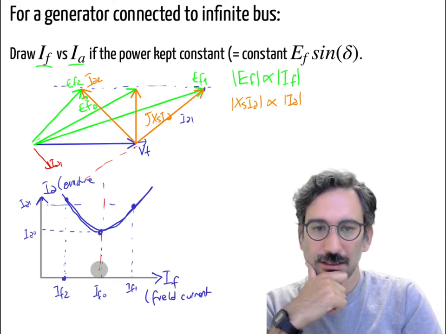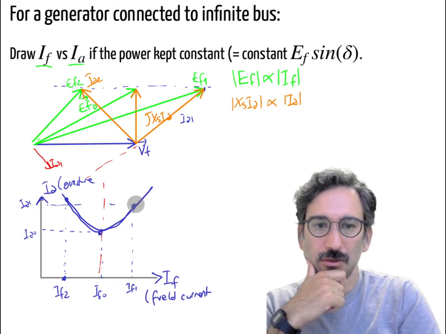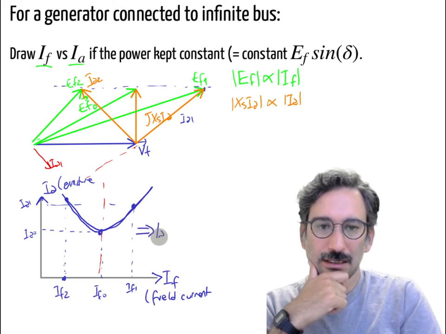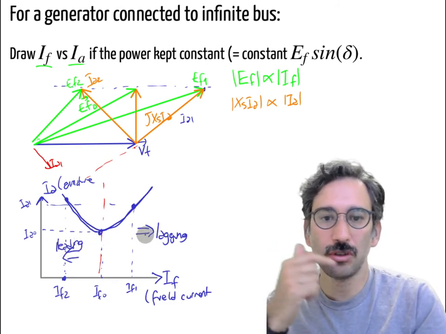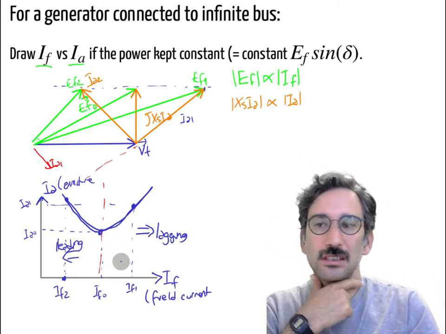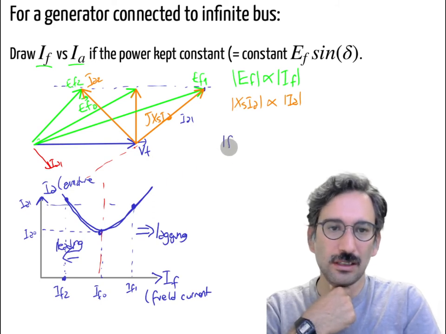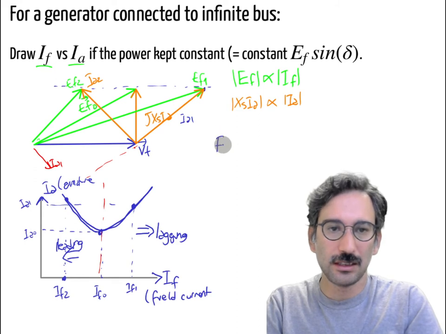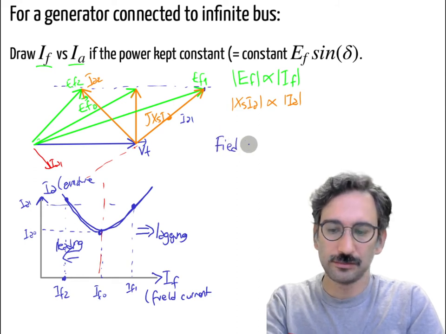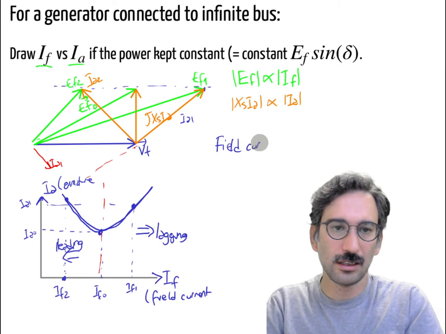So that side, you can see from here, that side is lagging power factor and that side is leading. So suddenly you have some control over the power factor using the field current. If IF, let me write field current, increases, then it becomes lagging.